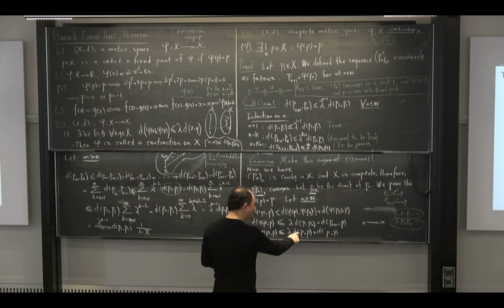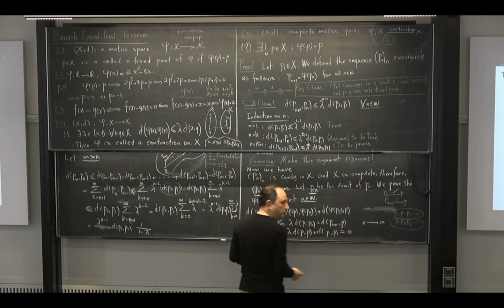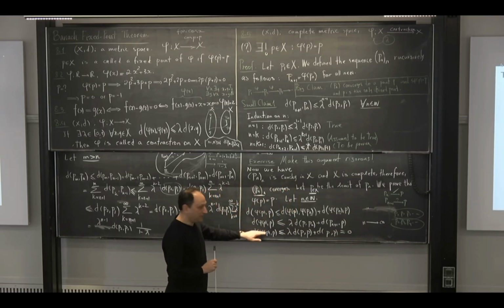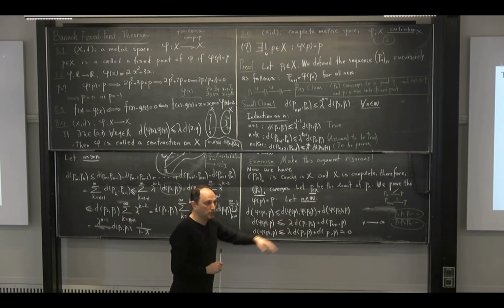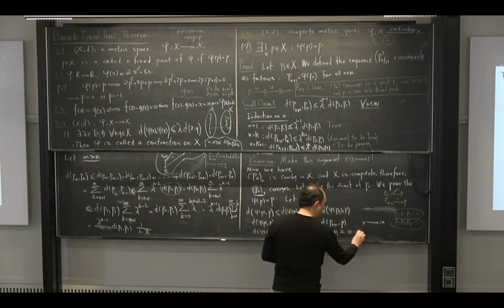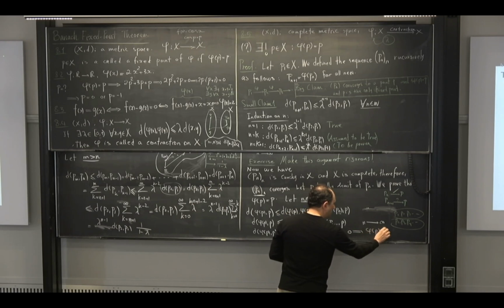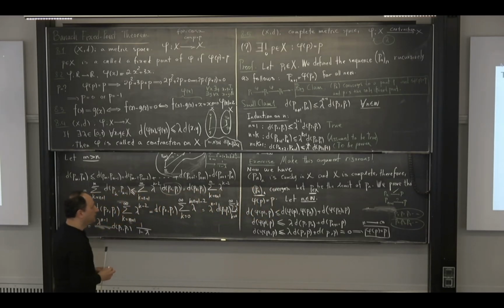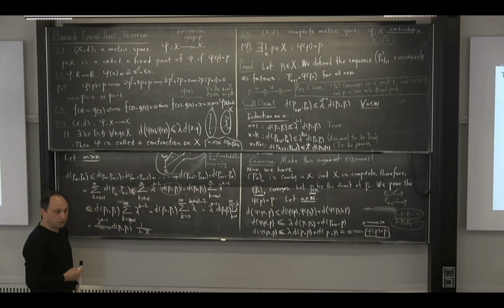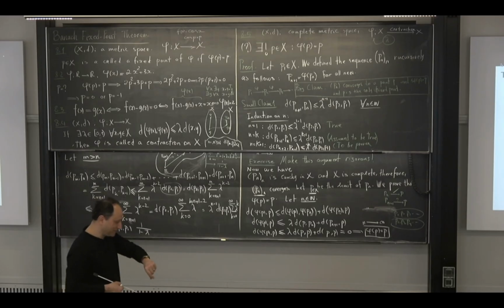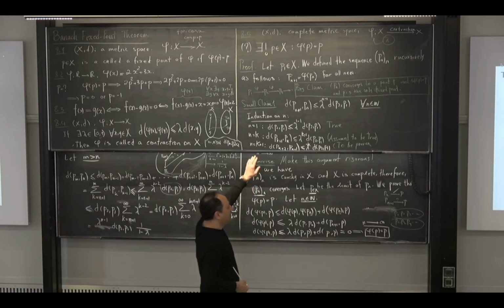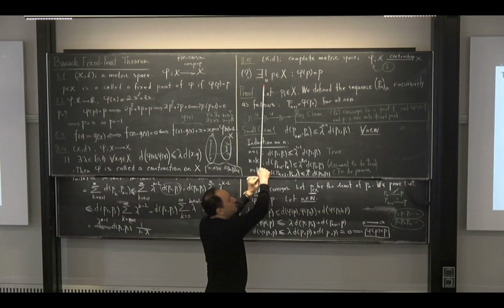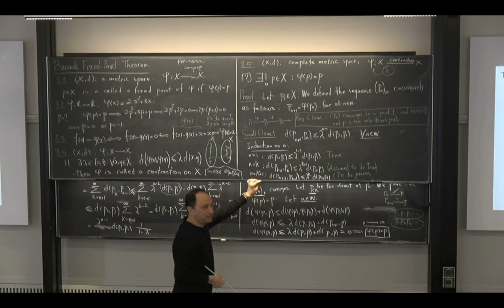But what is the distance between P and P? It is 0. This one is also 0. So this distance is less than or equal to 0. But the distance cannot be negative. What does it mean? It means phi of P is equal to P. Okay? So is the theorem finished or is something left? Just tolerate a little bit, it will be finished. Yes, this exclamation mark. I have to prove that it is unique.